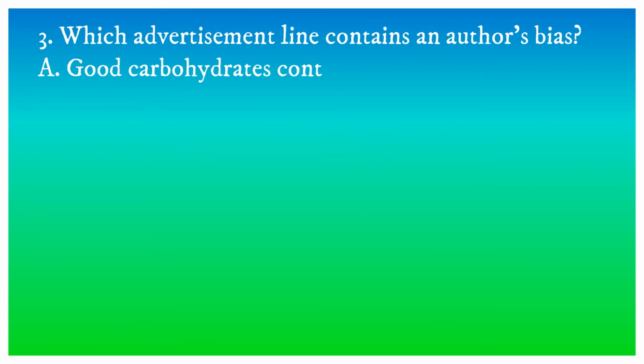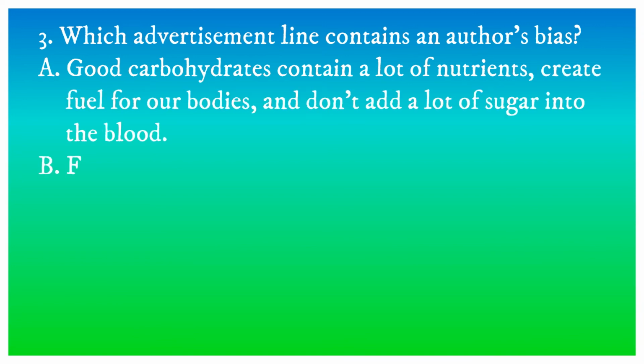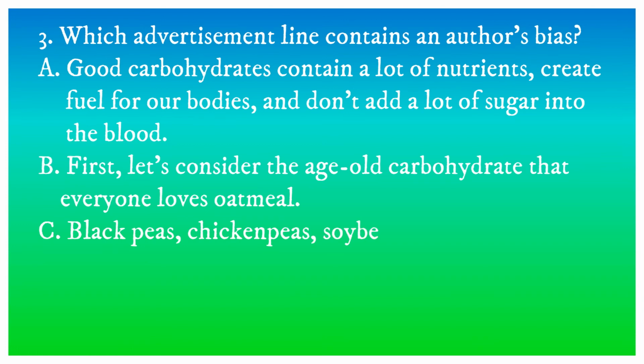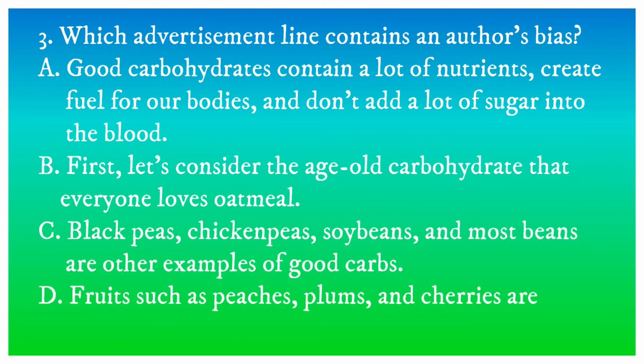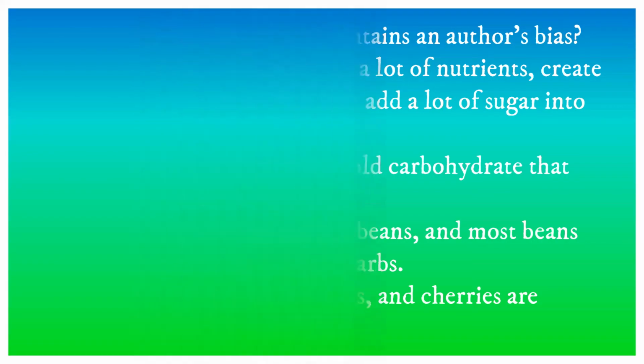Number 3. Which advertisement line contains an author's bias? A. Good carbohydrates contain a lot of nutrients, create fuel for our bodies, and don't add a lot of sugar into the blood. B. First, let's consider the age-old carbohydrate that everyone loves, oatmeal. C. Black peas, chickpeas, soybeans, and most beans are other examples of good carbs. D. Fruits such as peaches, plums, and cherries are excellent high-fiber foods.